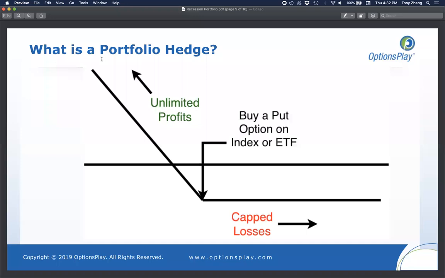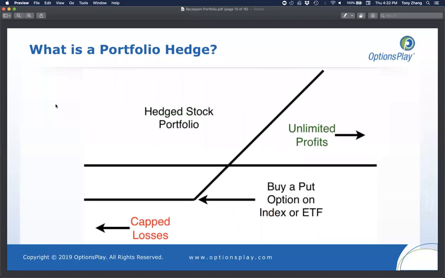So when you combine the stock portfolio that you have with the put option that you purchase, you end up with a portfolio that looks something like this, where you still maintain unlimited profits to the upside if the market keeps going higher and higher. But if the market keeps going lower and lower, you have capped your losses so that you cannot lose more than a certain amount. Now, this is a bit of an oversimplification of the strategy, but overall, this is generally how the strategy works.